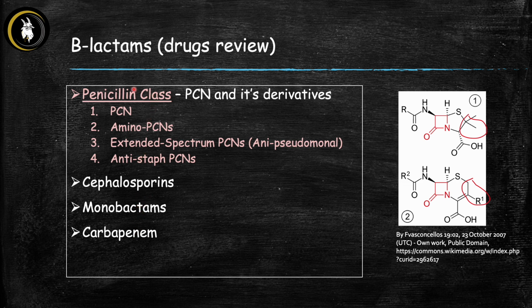In this video, we're just going to focus on the first category, which was the penicillin class, and that's penicillin and its derivatives. So the main drugs in this category are penicillin itself, amino-penicillins, the extended spectrum penicillins, and then the anti-staph penicillins. And I'm going to go through these one at a time, starting with penicillin number 1.